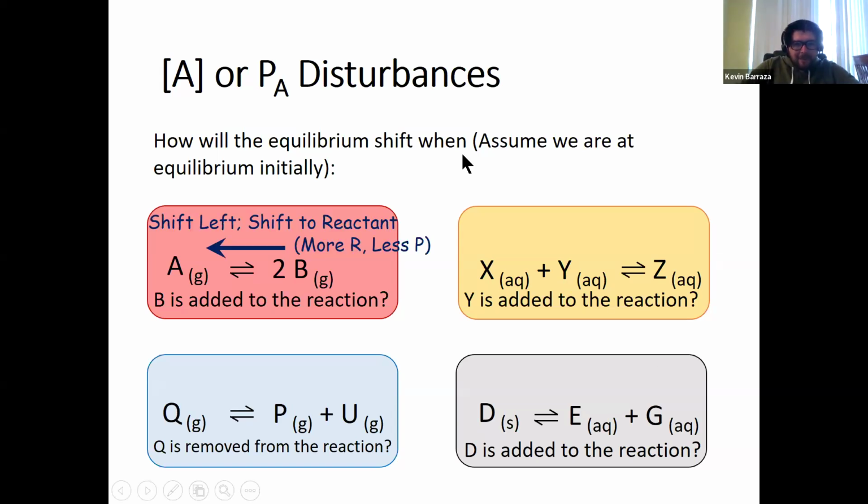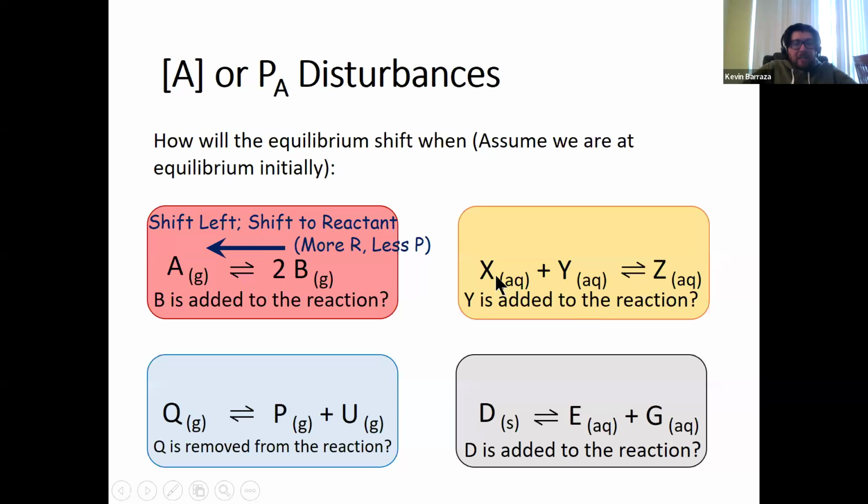Let's see. It will shift left or shift to the reactants. It will use up some of my B to turn it back into A to come back into balance, right? It always tries to move away from the issue. So if there's too much B, it'll try to use it up to make A.